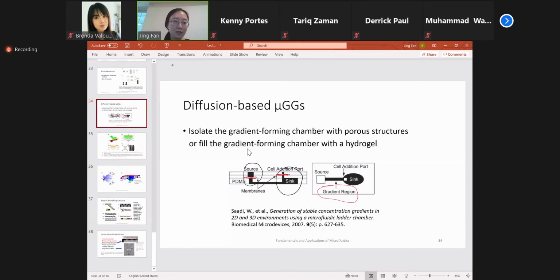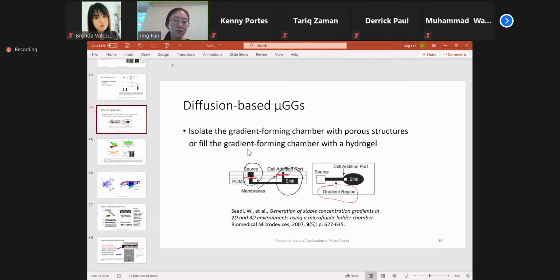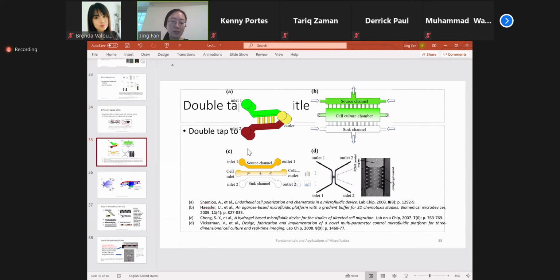So here are a few examples of source and sink, a few designs with source and sink channel with constant flow supply. So we can talk about them one by one. In panel A, basically we have one source channel to supply one type of solution, and the sink channel to supply another fluid with a different concentration. And in between is the cell culture chamber or the gradient forming region.